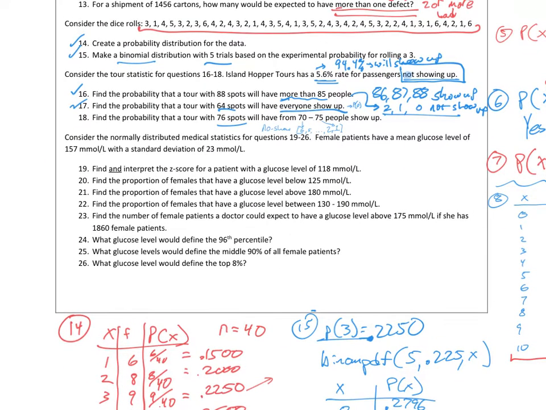All right. Now, moving on to the last group here, normal distribution. So now we're going to be using the normal distribution tables here. So here we go. We know female patients have a mean glucose level of 157 millimoles per liter and a standard deviation of 23 millimoles per liter. Okay, so find and interpret the z-score for a patient with a glucose level of 118.